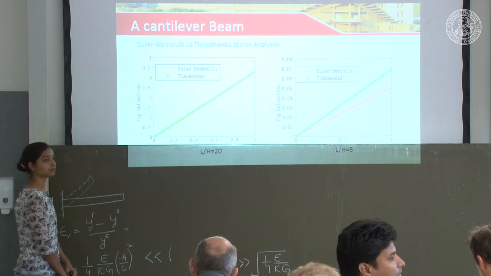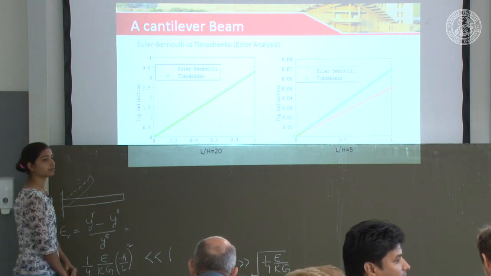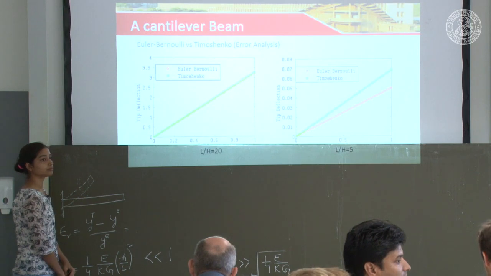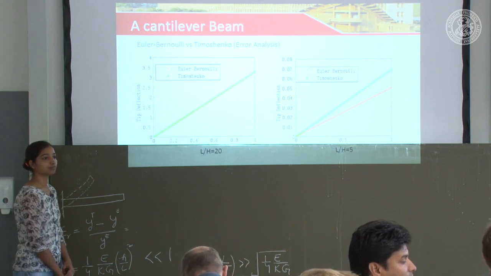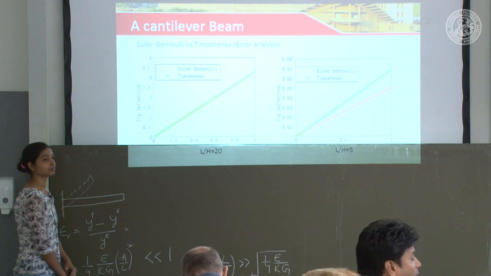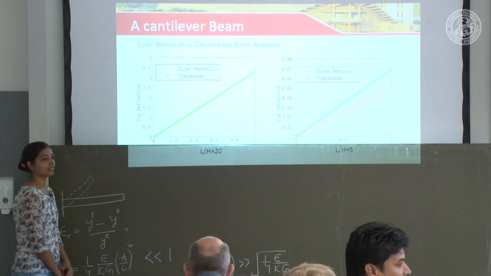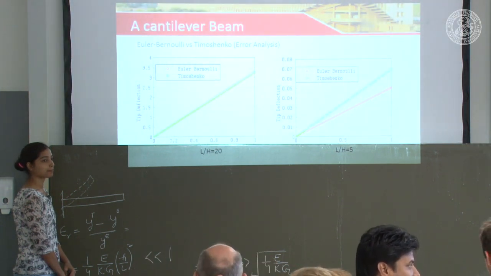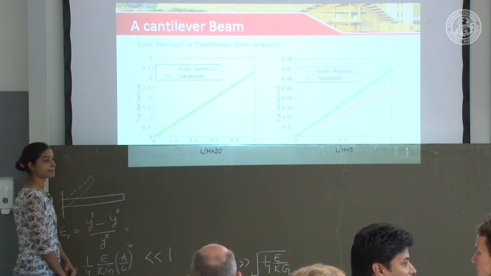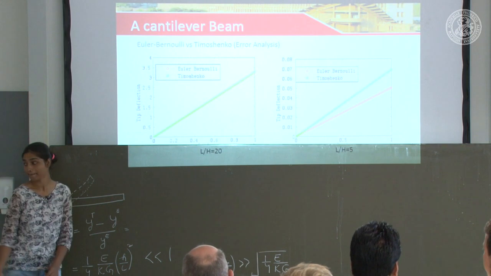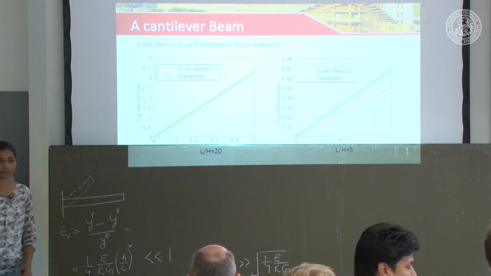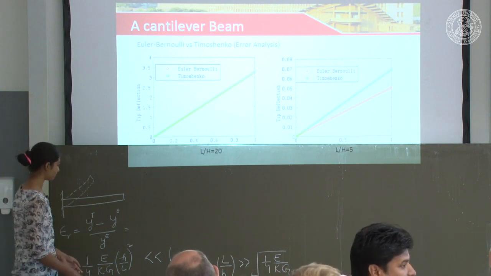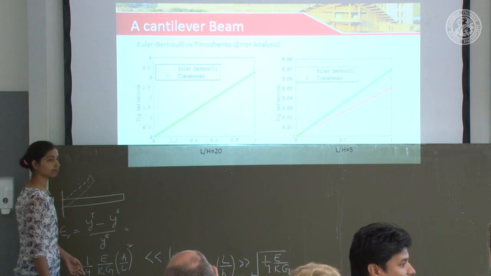Timoshenko works always for all of the cases. So what's the advantage of the Euler-Bernoulli? Of Euler-Bernoulli. Yes, because it is simpler. It is very simple. Euler-Bernoulli theory is the simplest theory that people started with, and it works if L by H is much greater than that ratio. So people like to use simple theories.